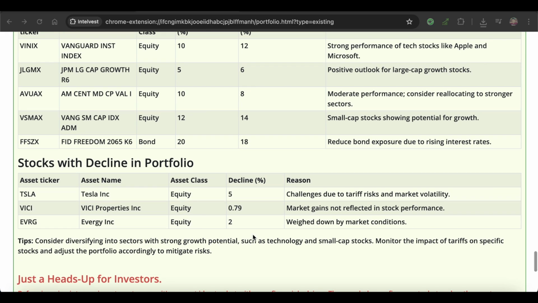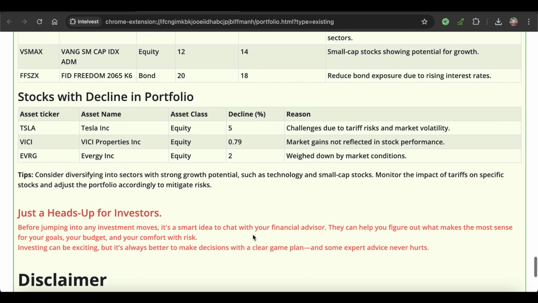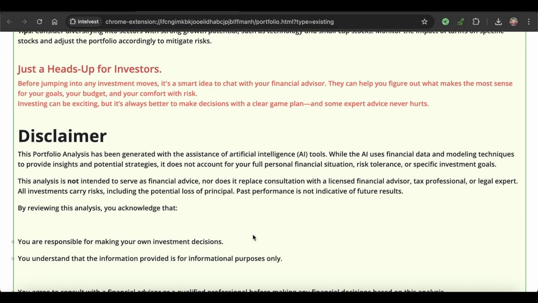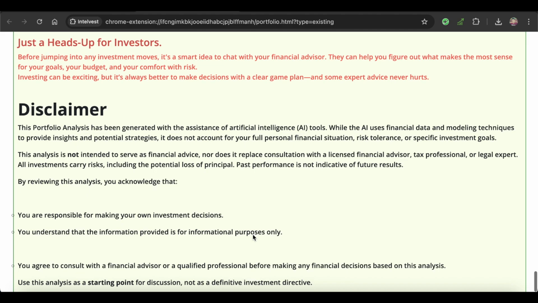Intelvest isn't just a portfolio analyzer, it's a strategic tool designed to empower investors and advisors alike. With actionable insights, AI-driven recommendations, and real-time data at your fingertips, you'll always be a step ahead in your investment journey. But before jumping into any investment moves, it's a smart idea to chat with your financial advisor. They can help you figure out what makes the most sense for your goals, your budget, and your comfort with risk. Investing can be exciting, but it's always better to make decisions with a clear game plan, and some expert advice never hurts.